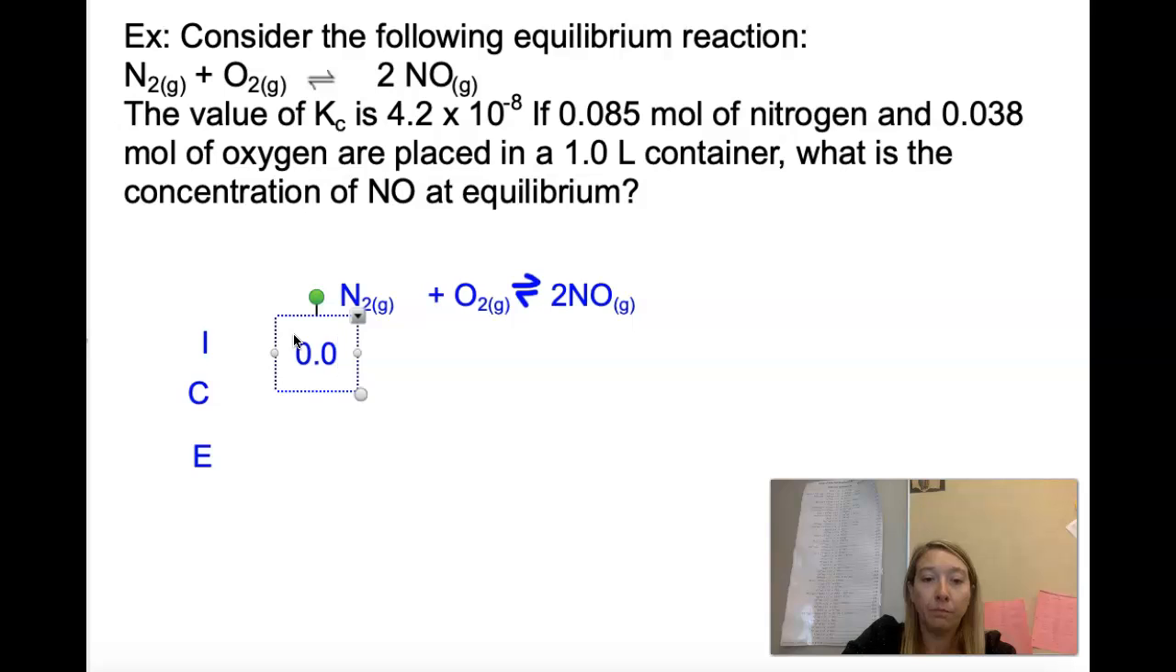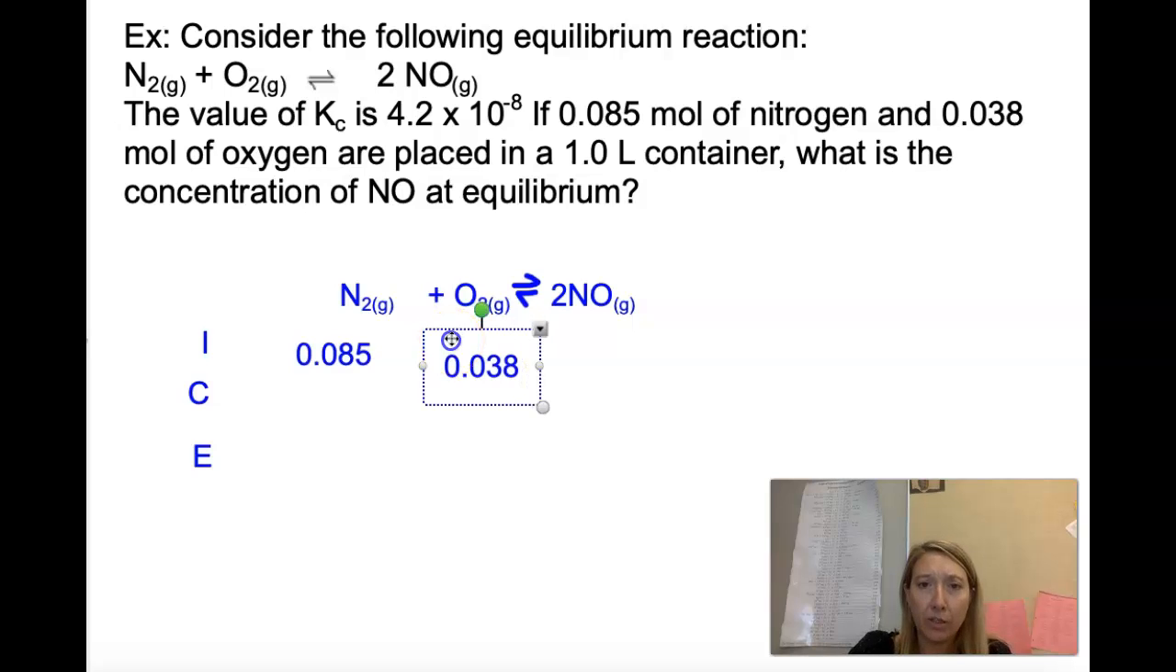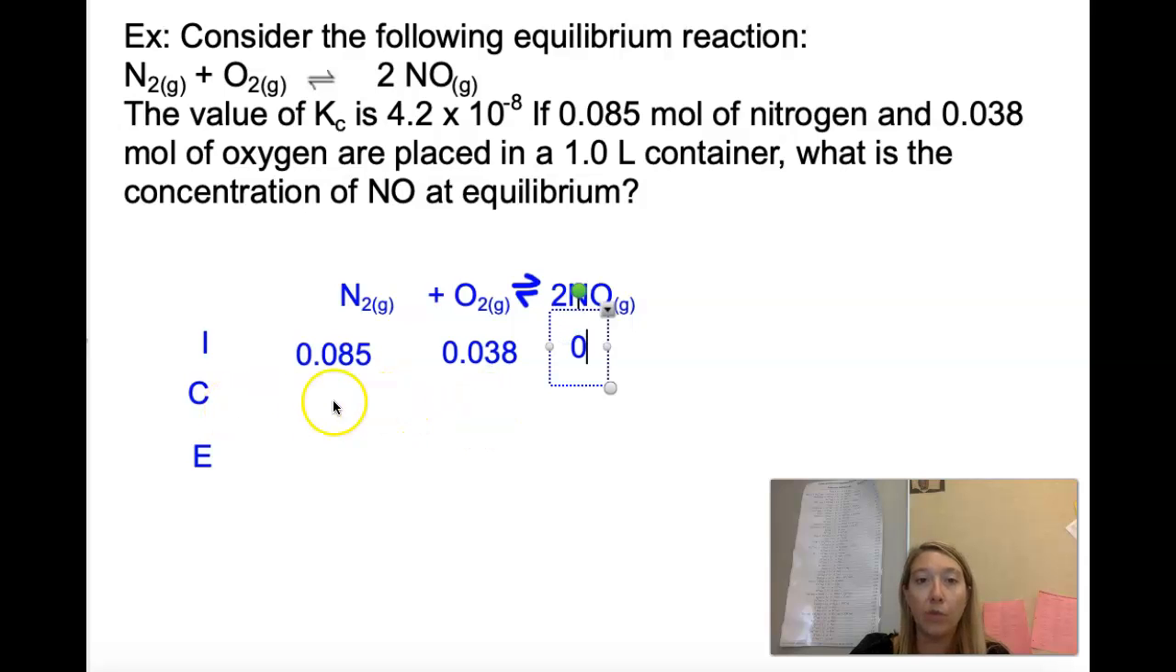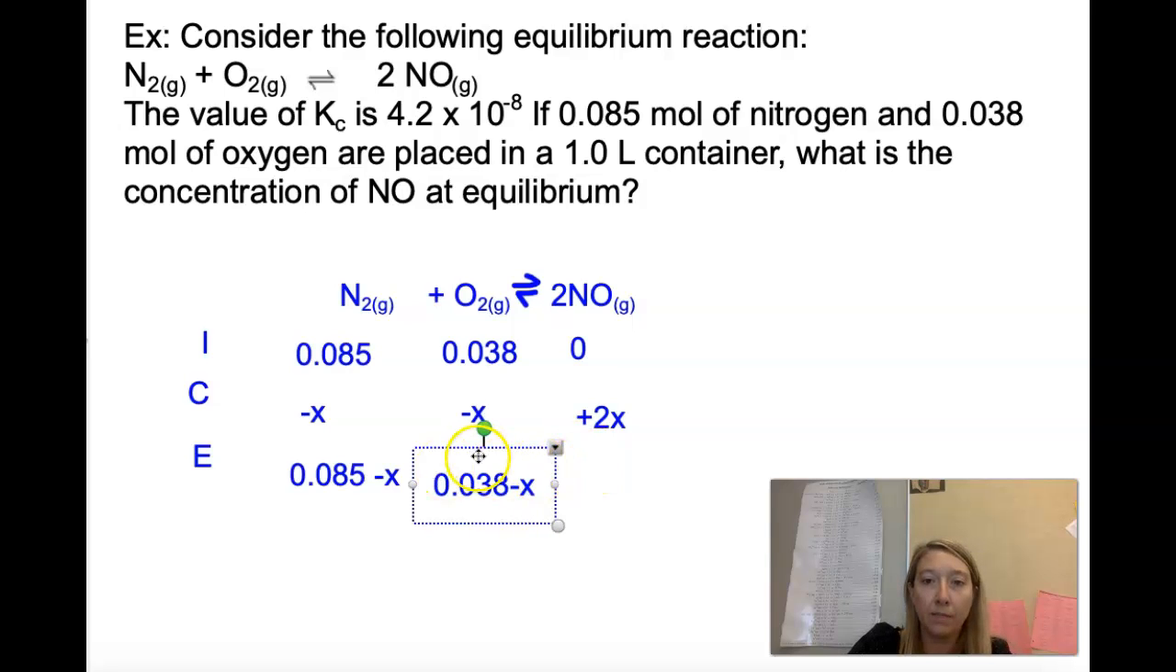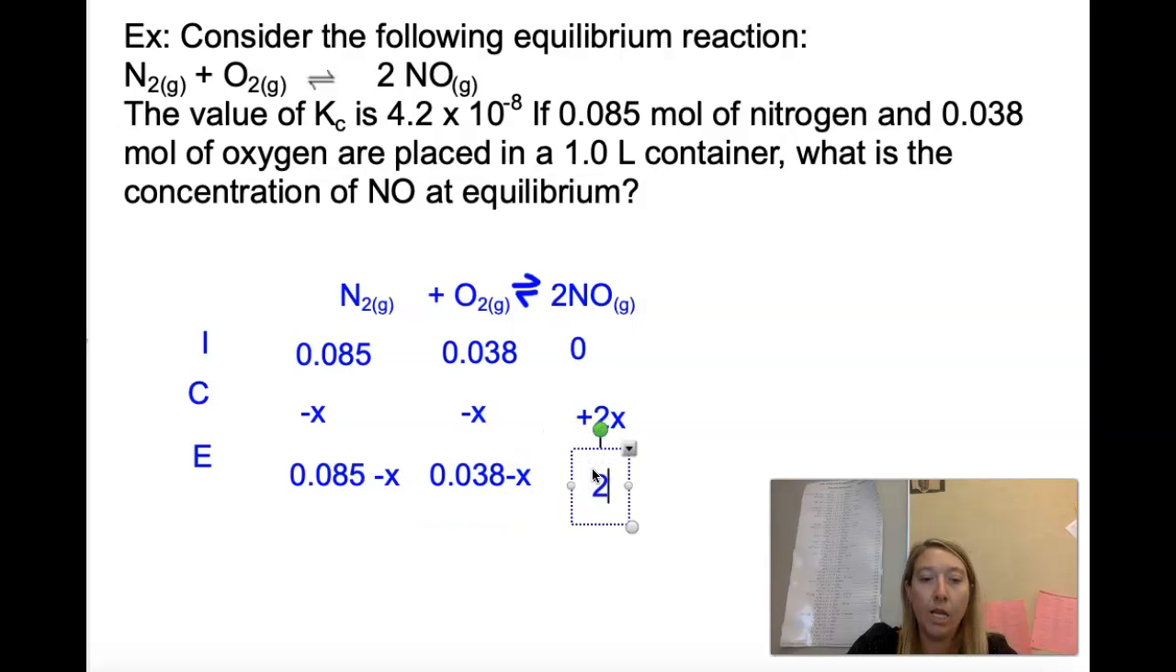So for nitrogen, 0.085, for oxygen, 0.038, and then for NO, just 0 because we weren't given any initial amount for it. Change values: minus x, minus x, plus 2x, and plus 2 because this is balanced with a 2. So at equilibrium: 0.085 minus x, 0.038 minus x, and 2x.